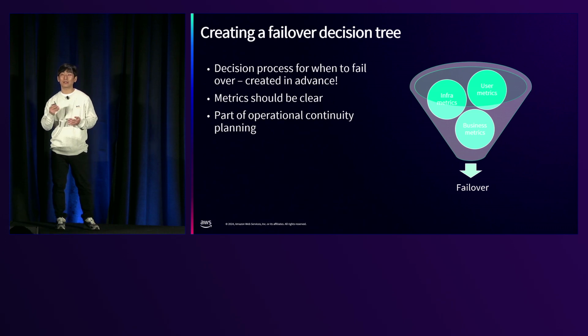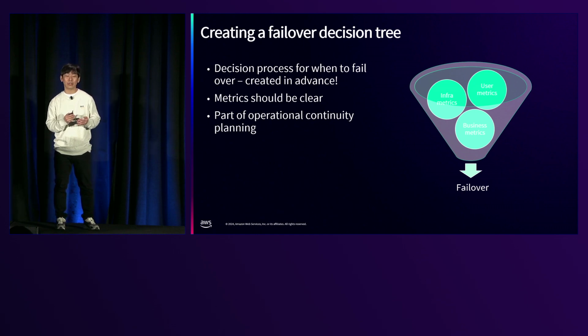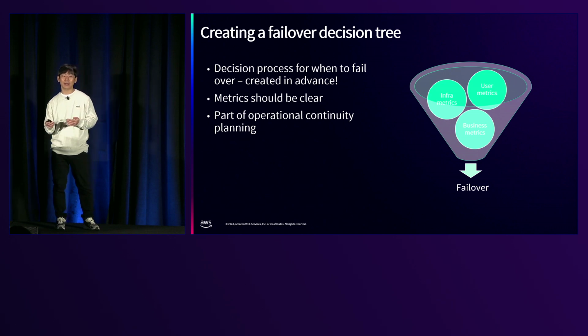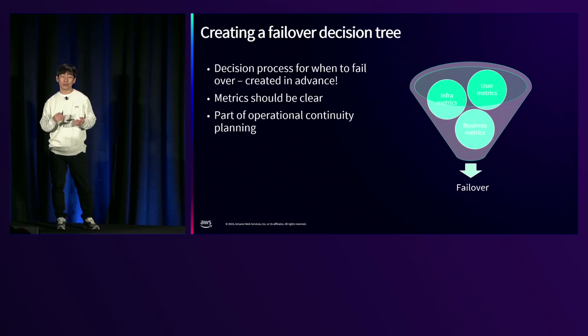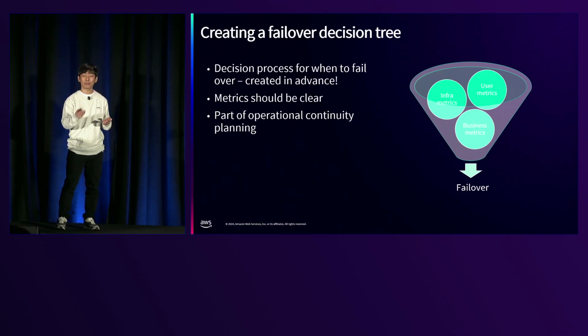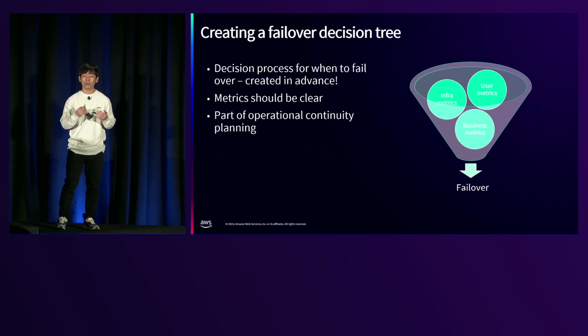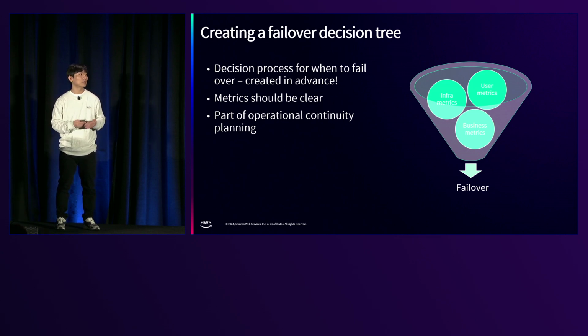To develop an effective failover decision tree, keep these key principles in mind. First, your metrics should be clear and unambiguous. You need to define specific, measurable thresholds that trigger a failover decision. These could be related to system performance, error rates, or business impact. For example, you might decide to fail over if your application's error rate exceeds 5% for more than 15 minutes, or if latency increases beyond a certain threshold for a specified period.